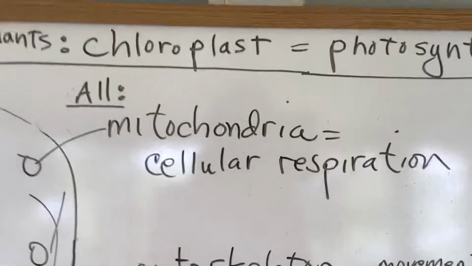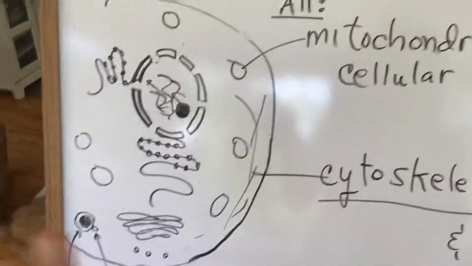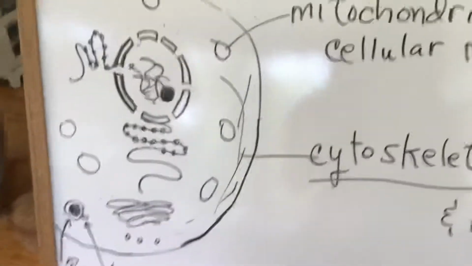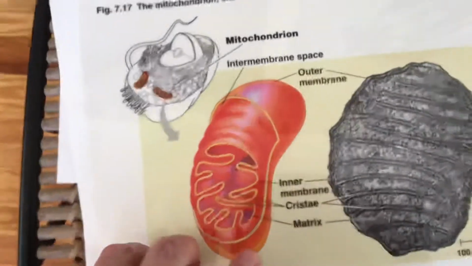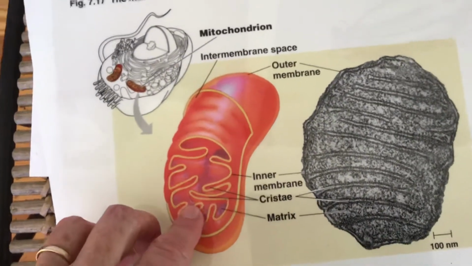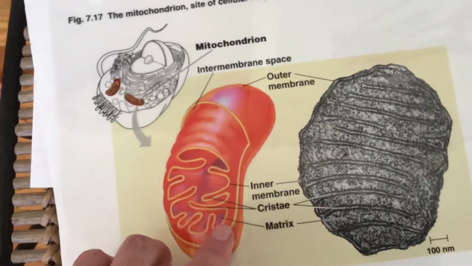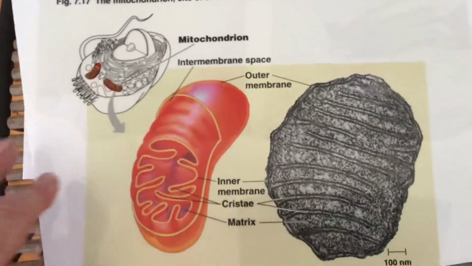So mitochondria do cellular respiration. Mitochondria are found throughout the cell, whether it's plant or animal, in and out, or in between all the other organelles. They are also a structure that has an outer membrane and an inner membrane that makes little indentations called cristae, and the middle chamber is called the matrix. So it looks similar to a chloroplast in that regard.